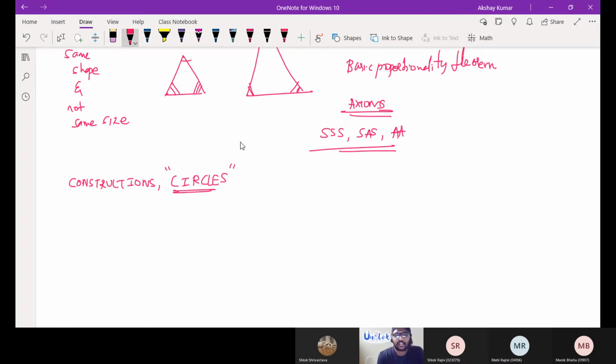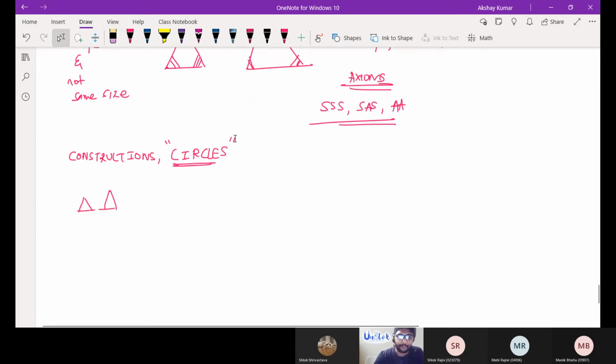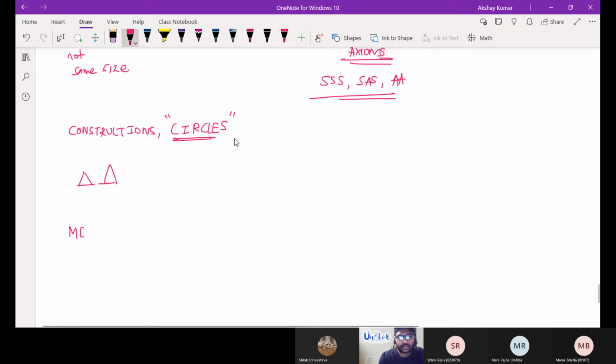And in constructions, you will be learning how to divide lines in a ratio. For example, you will learn how to draw a circle with a tangent, or how to draw similar triangles. All this construction you would be doing here. Okay. Next is your mensuration. In the mensuration part, you are all aware of the cube and cuboid.